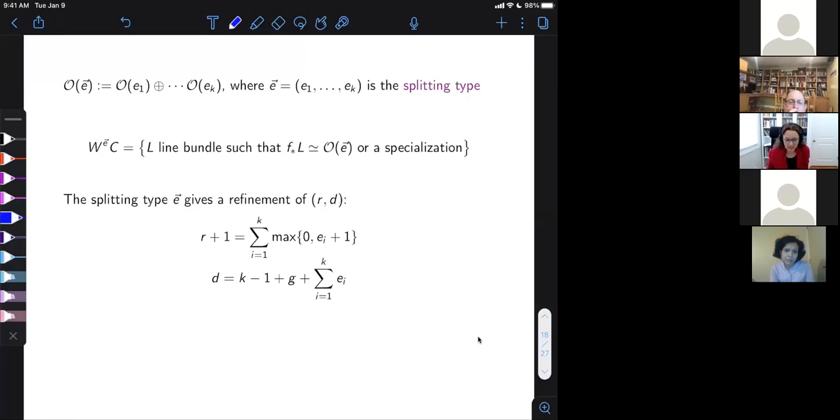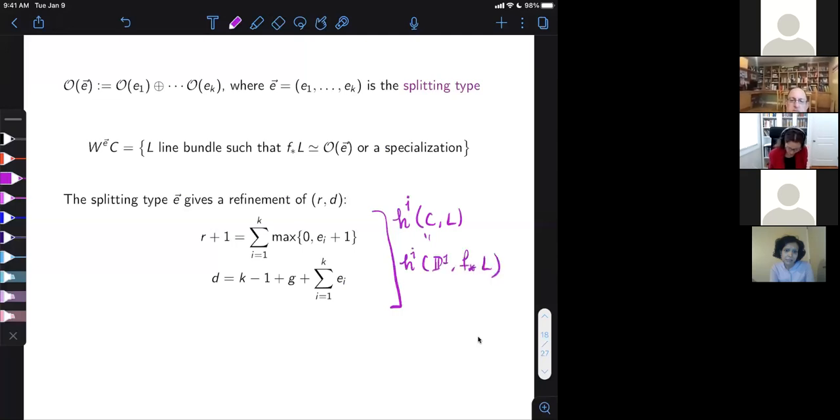Right, so as I just said, the splitting type gives a refinement of R and D. The basic reason that this is true is that these dimensions of cohomology are the same for push forward under an affine map. So h^i of L is equal to h^i of the push forward of L on P1. And so if you apply that to H^0, you see that you can recover R from the splitting type. And if you apply that to the Euler characteristic and you know the genus, you can recover the degree from this.